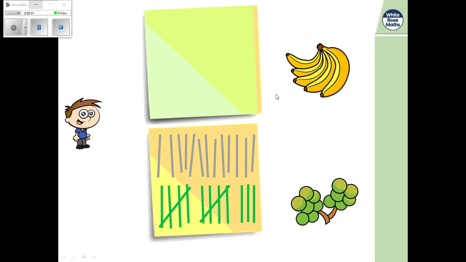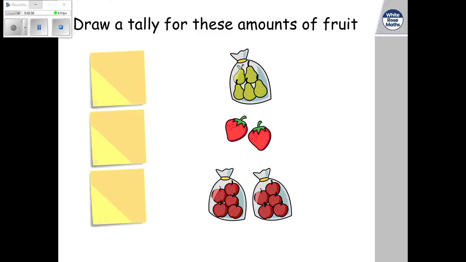So at home on a piece of scrap paper, can you draw me a 5 tally chart to show how many bananas that he has? So hopefully you did this. And on the 5th one, you draw a line through your tally chart. Well done. So now I want you to pause here, have a little think, and can you draw a tally for these amount of fruits?